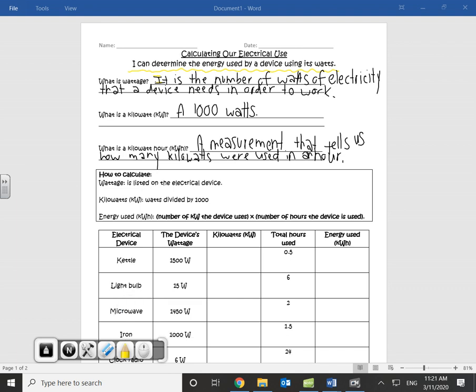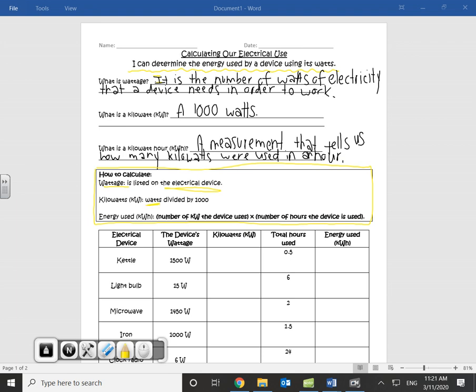So, basically we're looking at this box here right now. So I want to know, how do we calculate this? How do we know how to figure this out? So, we have the wattage, which is always listed on the bottom of any electrical device, which I'll show you guys in a second.